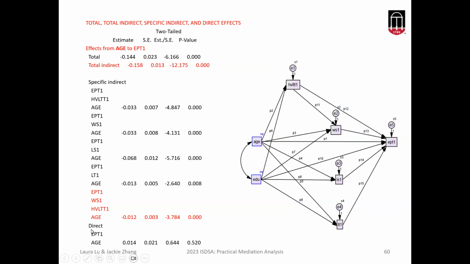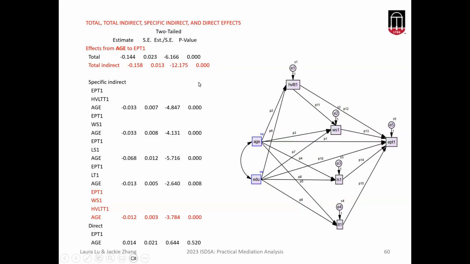But look at the direct effect. Let's look at these slides again. For the direct effect from age to EPT, it's not significant. The p-value here is 0.520. So it is not significant. What does that mean? From age to EPT, the direct effect C prime is not significantly different from 0. So it is a complete mediation.